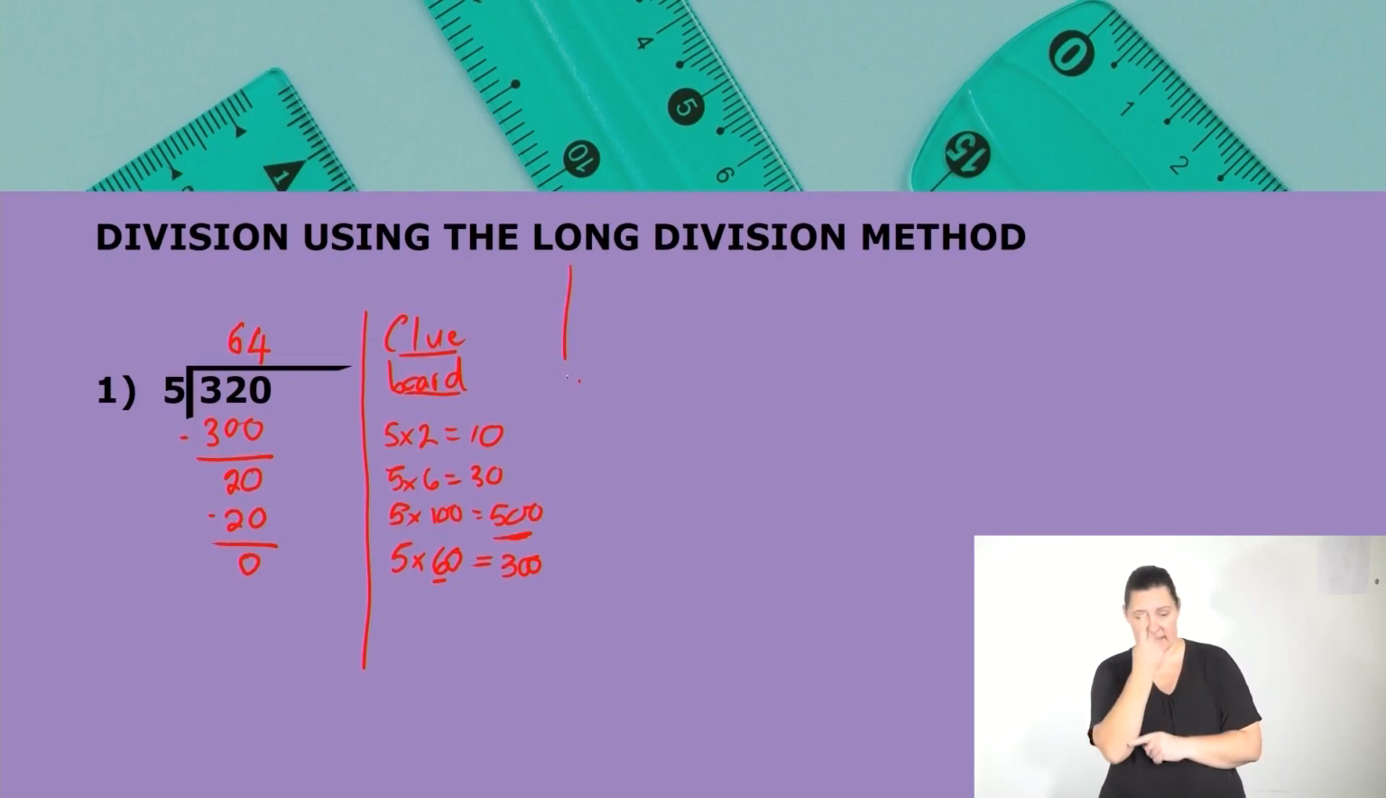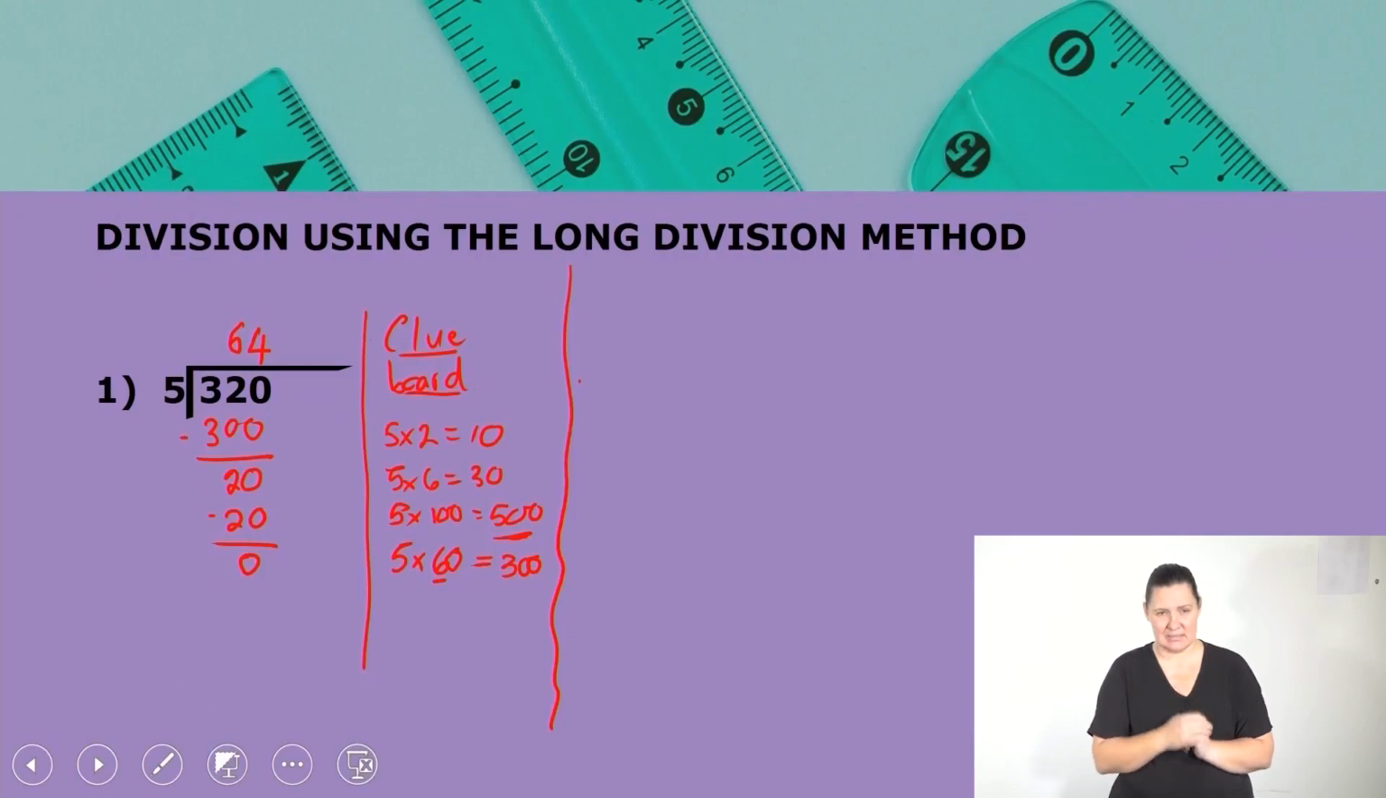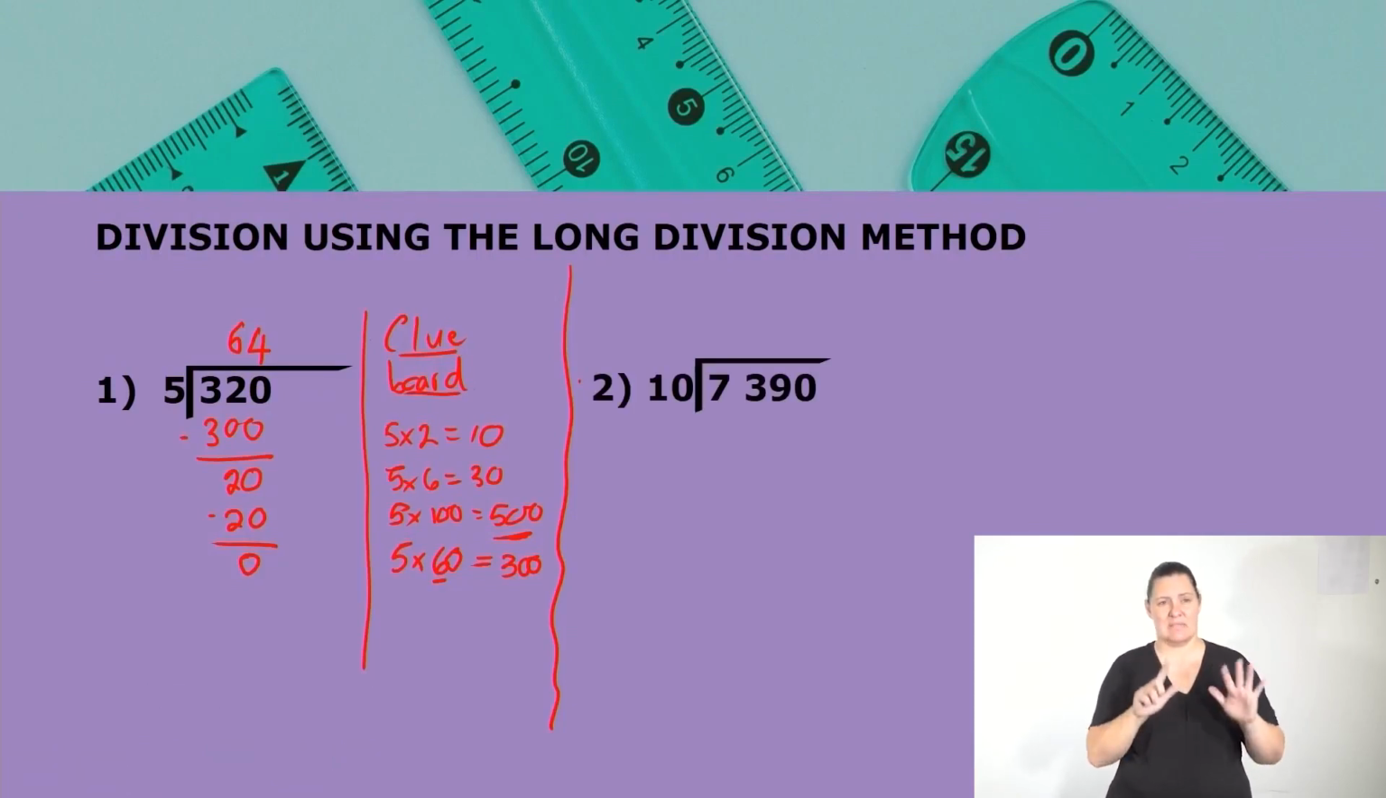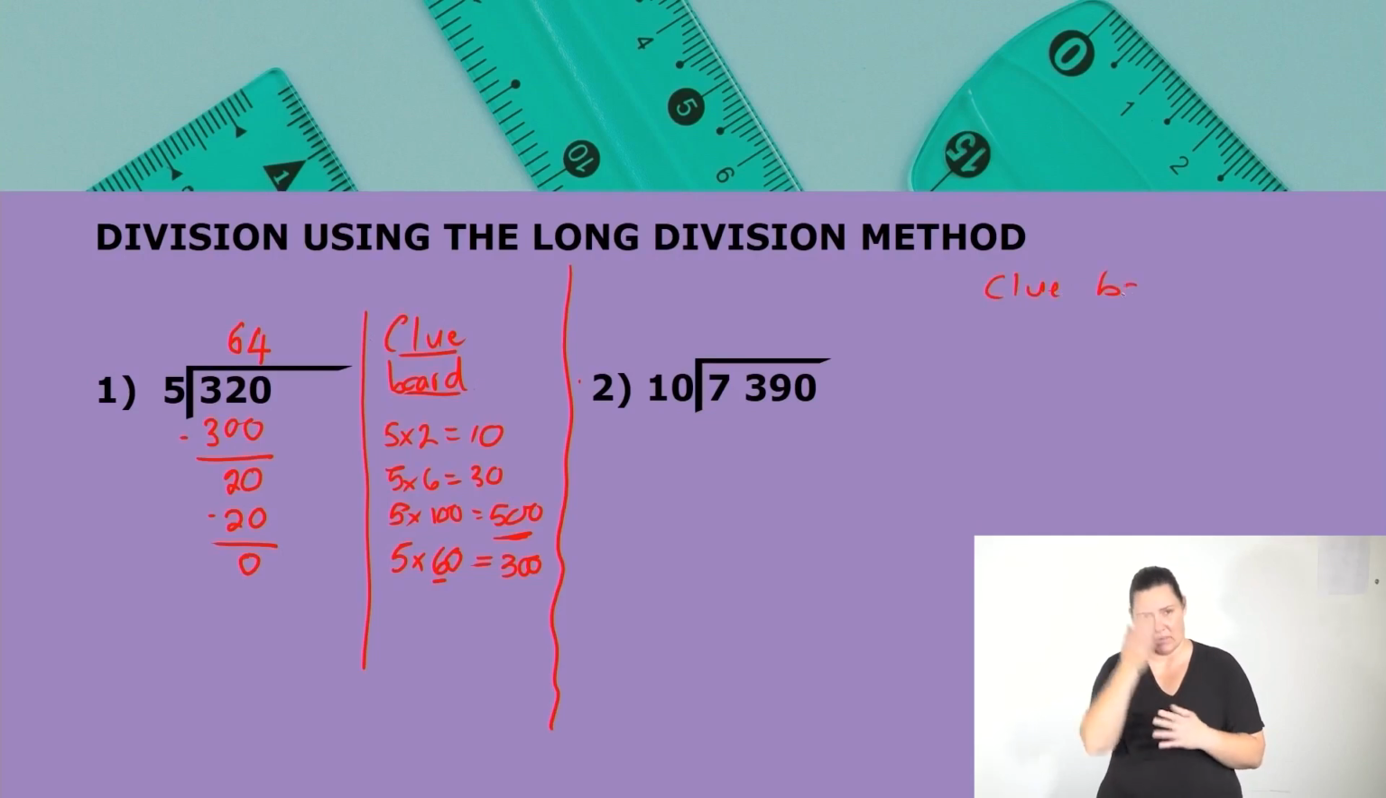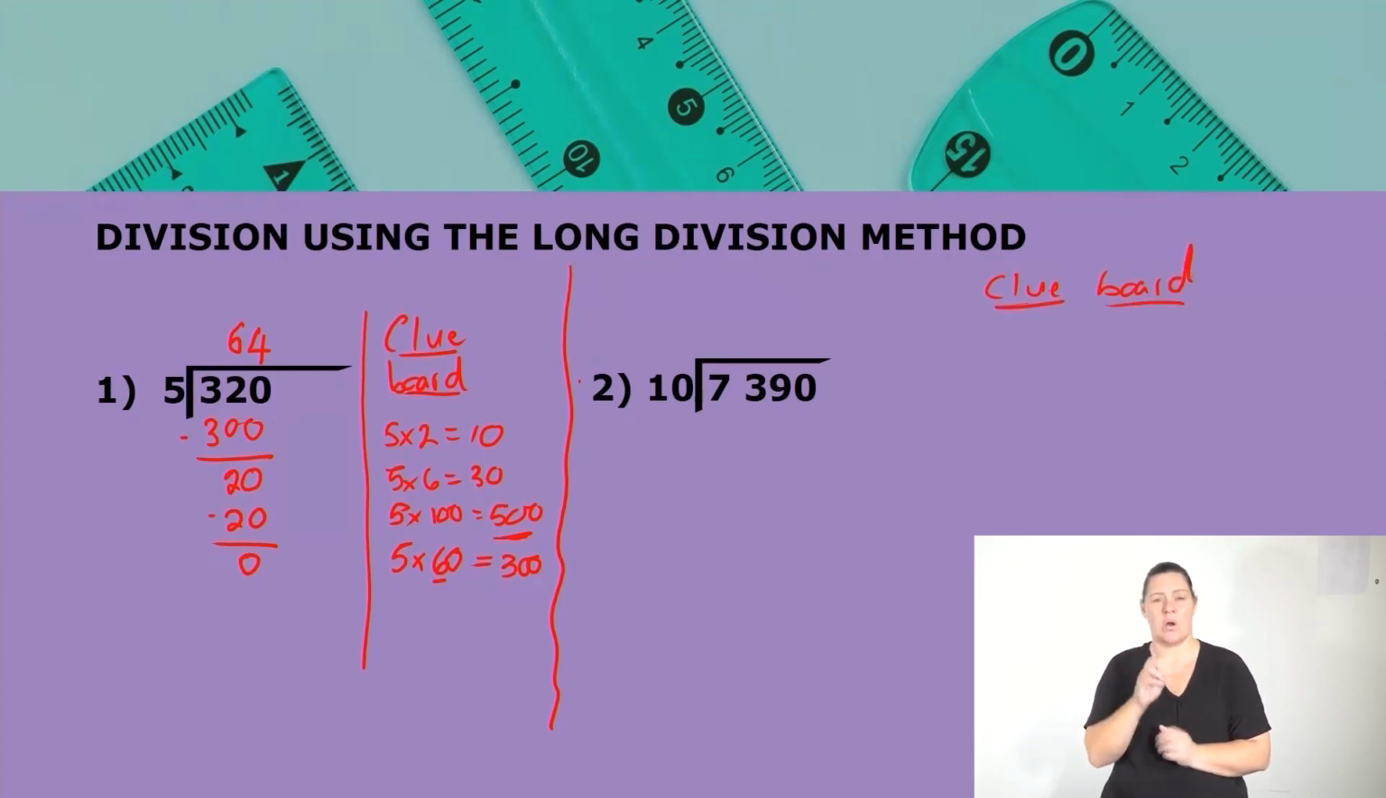I hope you understood that, and I hope that the clue board made it easier for you to understand. Let's look at a second one. So now we have here 7,390 divided by 10. Again, we are going to use our clue board. This time we are looking at multiples of 10, and we need a number that we are going to multiply by 10 so that it brings us very close to 7,390.